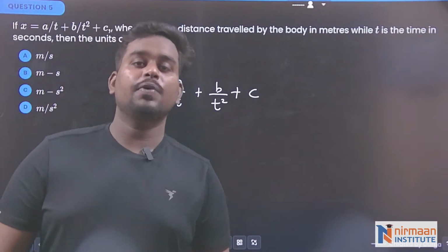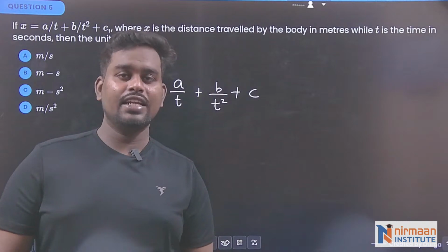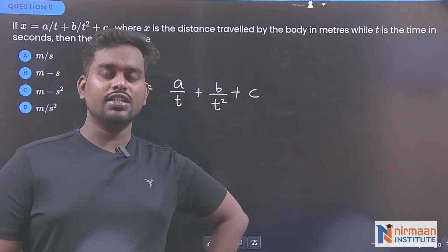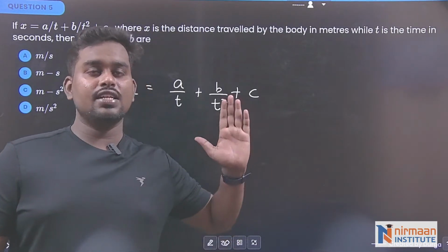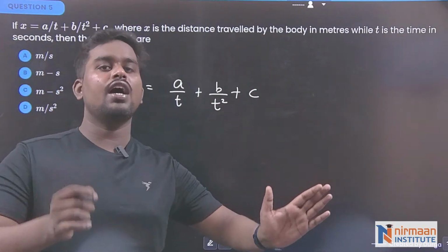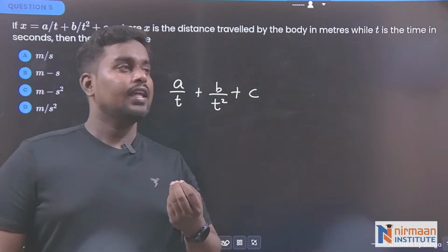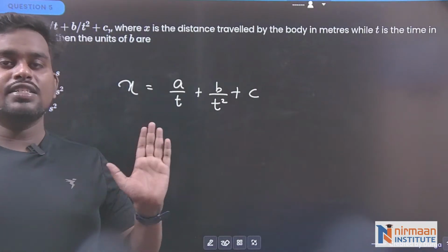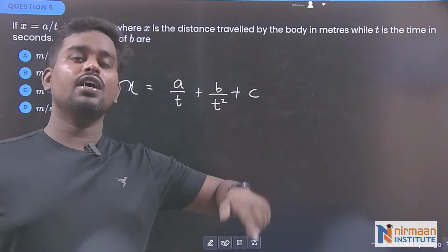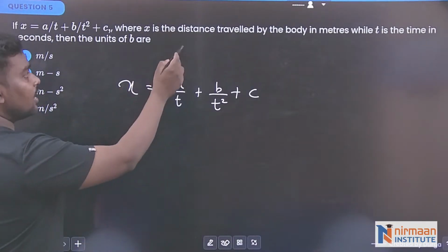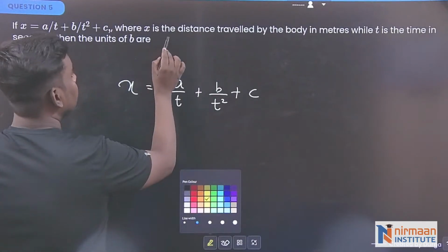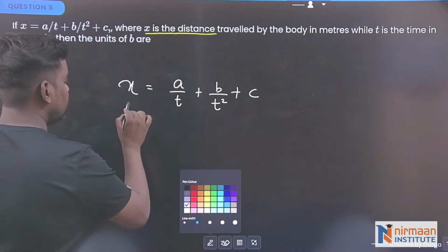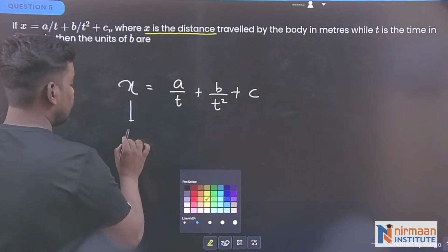See, I taught you the principle of homogeneity, right? And what is this principle telling? If a physical equation is correct, the dimension of LHS must be equal to the dimension of each term of the RHS, right? Means x is distance, given that x is your distance. Okay. So what is the distance dimension? It's L.